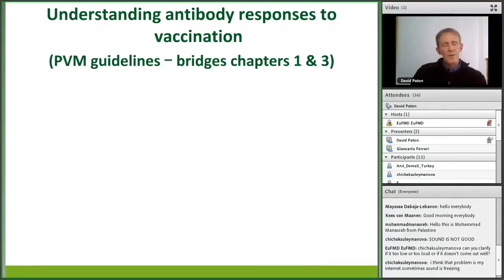So I'm going to talk first then about the question of understanding antibody responses to vaccination. And this bridges chapters 1 and 3 of the Post Vaccination Monitoring Guidelines, because we use the responses to vaccination both to help us select vaccines, which is chapter 1, and also to help us look at how good a job we're doing with the vaccination and whether we've managed to immunize the population at large in chapter 3.